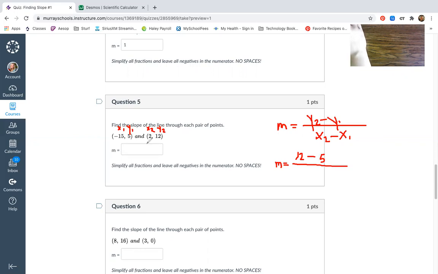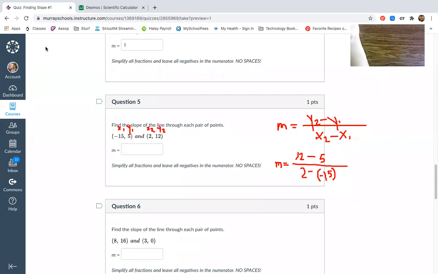Okay, then I have x2, which is 2 in my denominator, minus sign because I always have a minus sign, and x1 is negative 15. You have to put that in parentheses. If you just write 15 and pretend like the subtraction sign handles the negative, that's not true. That's like subtracting a positive number.